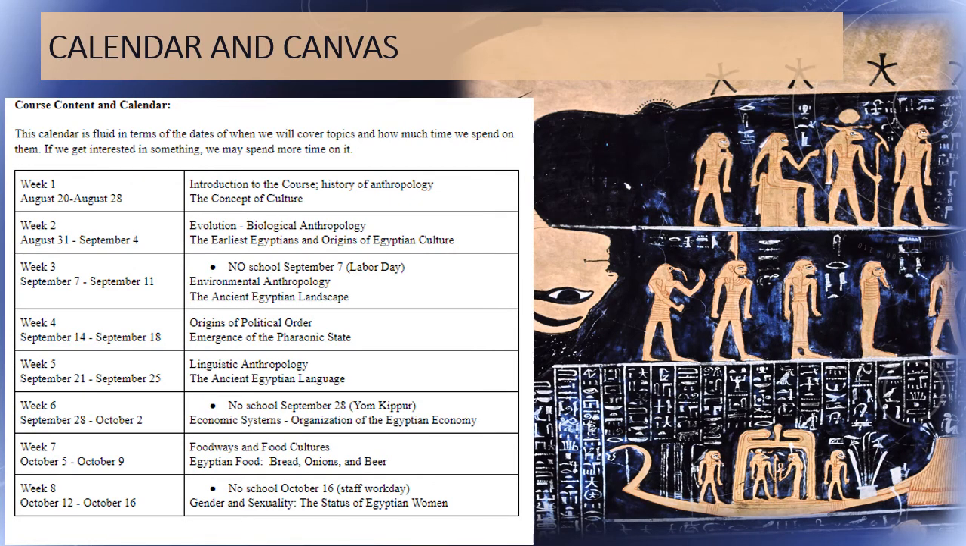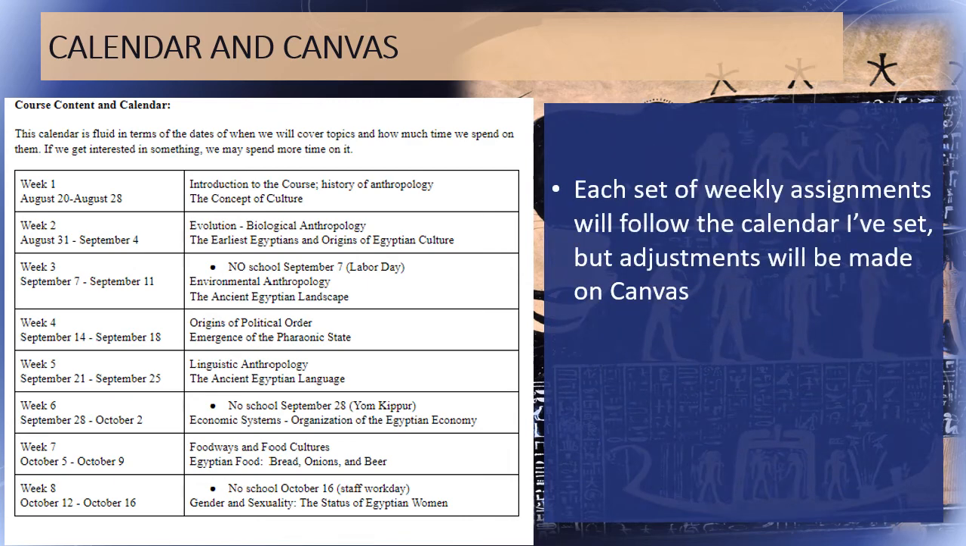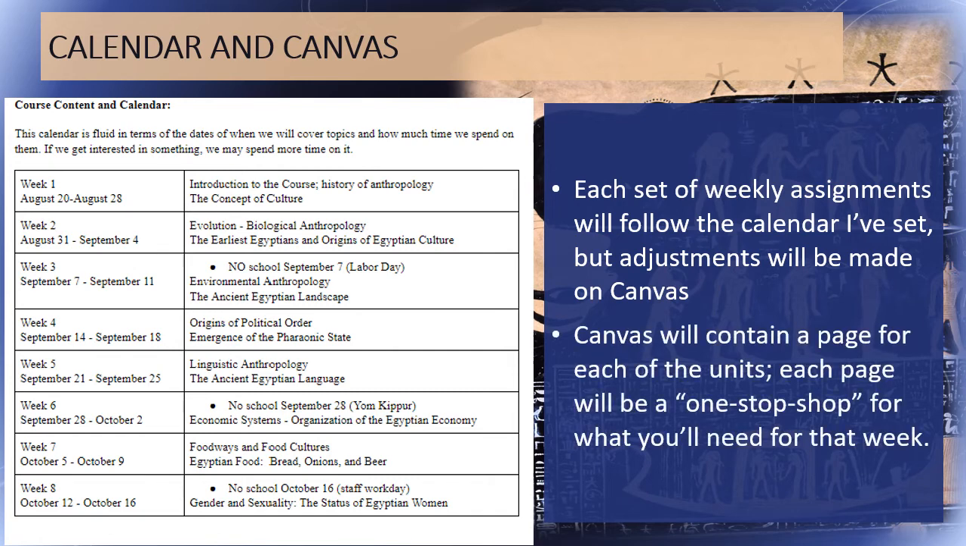The main way that you'll be keeping in touch and seeing what's going on is through Canvas and the calendar that I create on Canvas. In the syllabus, there is a generic calendar that lists what we're doing a little bit per week. You can see, the first week of school, August 24th to 28th, we're just going to look at the concept of culture, a little bit of the history of anthropology, and get our footing in what is anthropology. The second week, we're going to look at the origins of the ancient Egyptians and talk about biological anthropology, or the evolution of the human species.